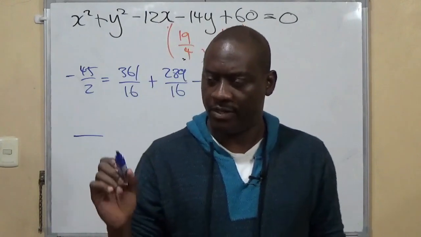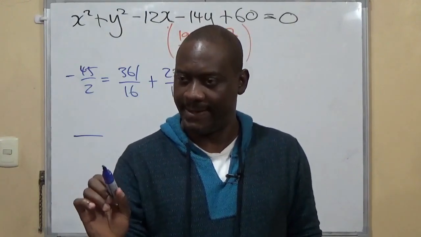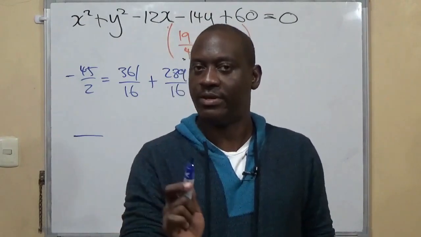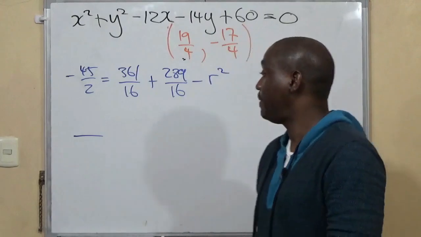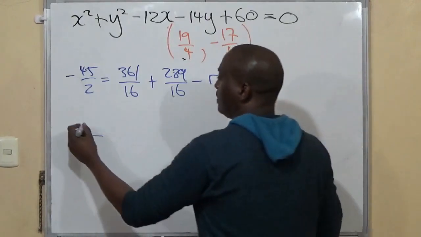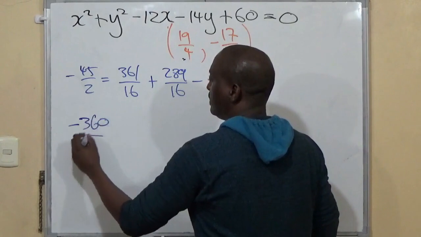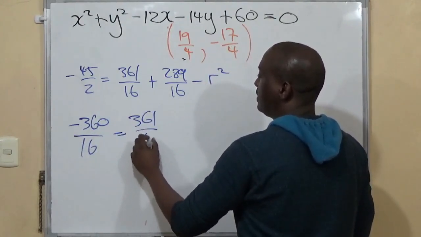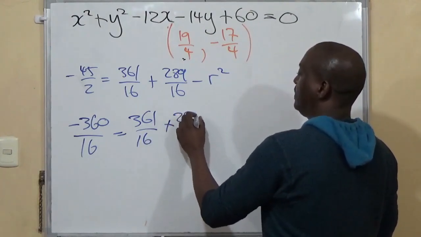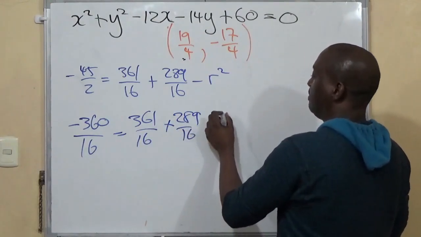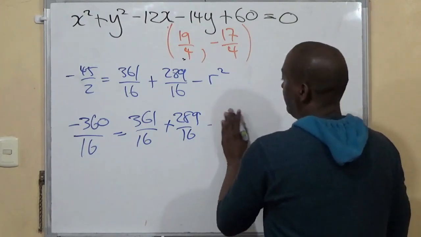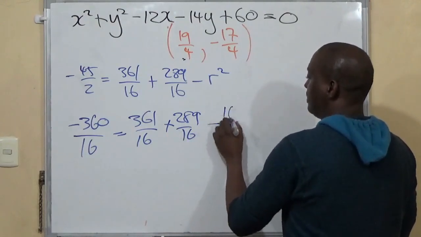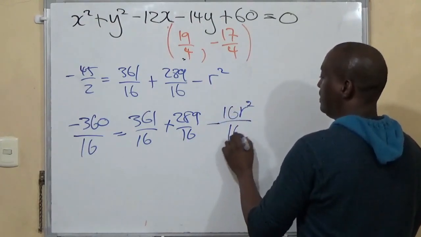Sorry. 45 by 2 is 90, 90 by 4 is 360, so 2 by 4 is 8, and 45 by 8 is 360. Alright, so this would be the same thing as minus 360 over 16 is equal to 361 over 16 plus 289 over 16 minus, just for the sake of argument, 16r squared over 16.